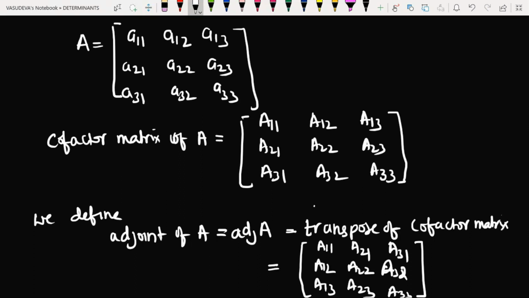Let's take the definition and examples related to the adjoint, and how to find the adjoint, in the next session. Please go through how to find the minor and cofactor of an element in this session. After knowing these results related to the minor and cofactor, we can understand the adjoint and the inverse of a matrix, and from this we can get the solution of simultaneous linear equations. Thank you.